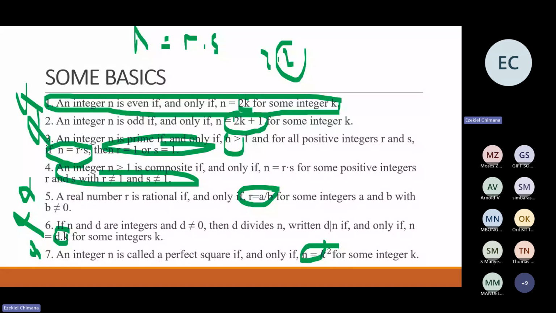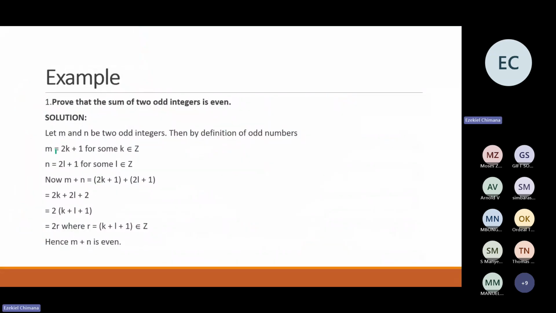It must be of the form 2k plus 1. That's why I say m must be equal to 2k plus 1 for some k, an element of Z, and n is equal to 2l plus 1 for some l, an element of Z. So we are saying this l is an integer. We've got these two different integers, odd integers, that we want to add.